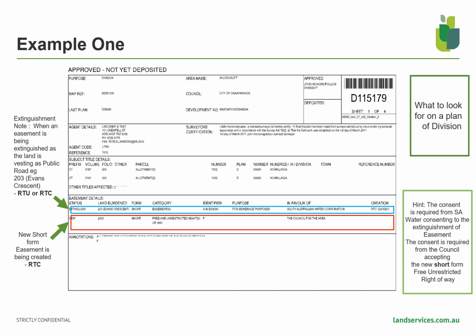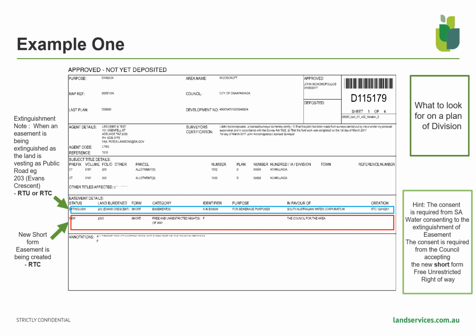This is what the typical note would look like. It would show the allotment number and in brackets will be the name of the road. For example, 203 Evans Crescent. This extinguishment note is not a transaction, as the land burdened in the extinguishment note is public road, and so an RTU could be used. Remember though, that if in doubt, you can always lodge an RTC, as this will cover all scenarios.